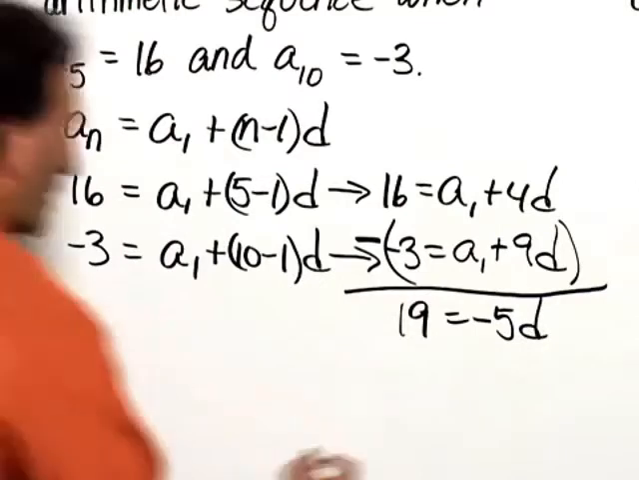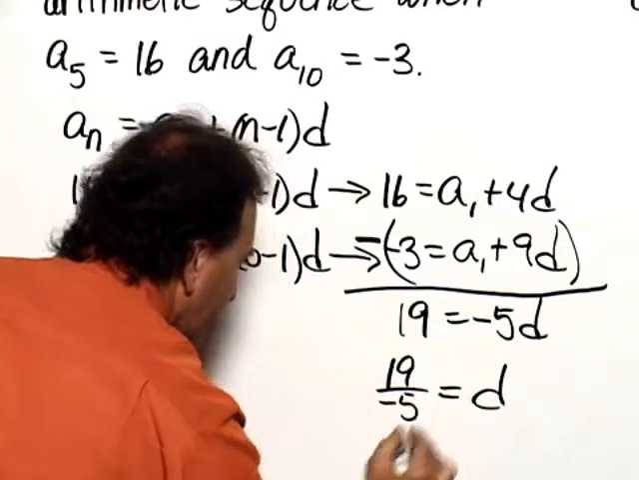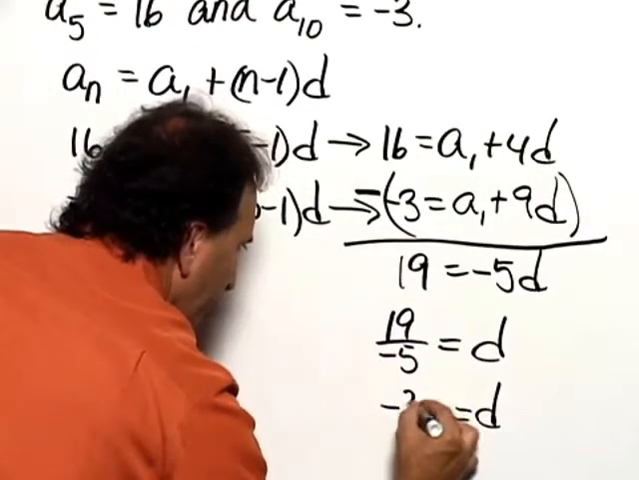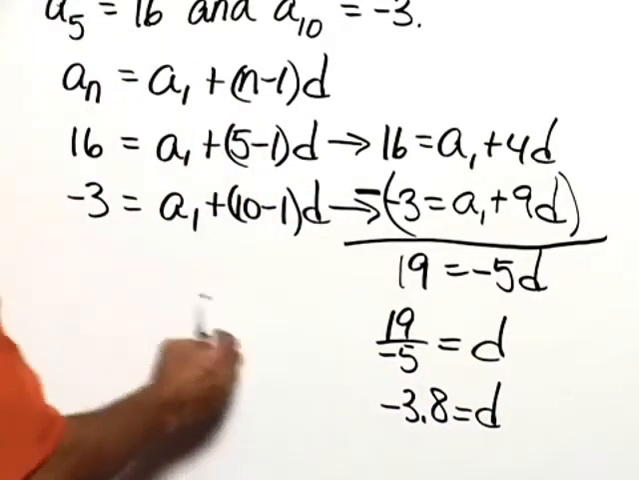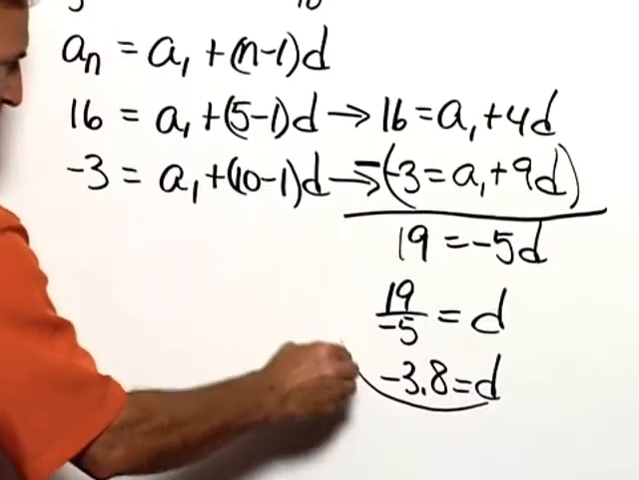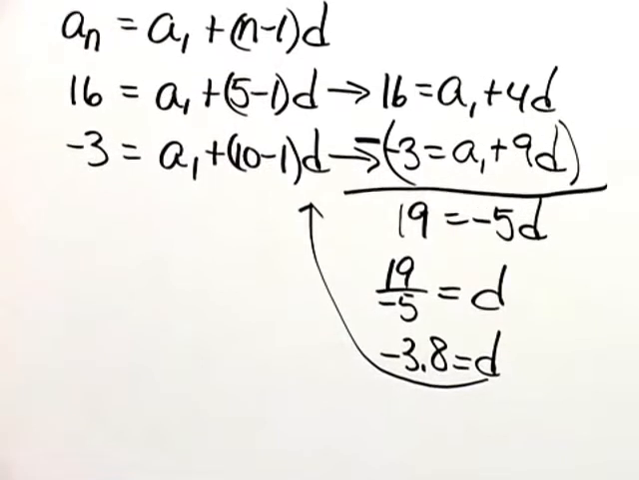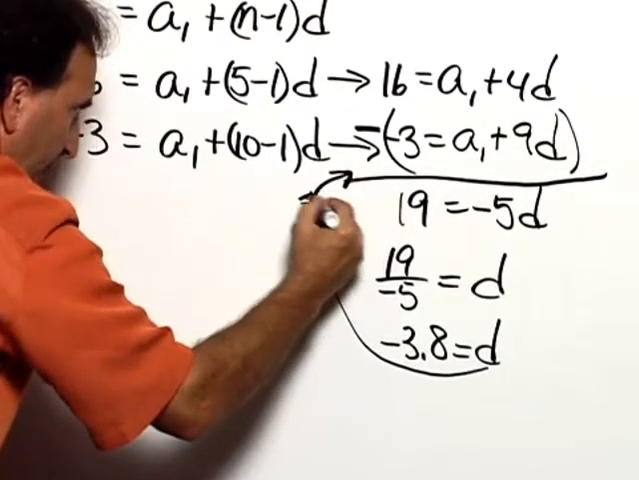Dividing both sides by negative 5, we get d equals 19 divided by negative 5, and that gives us d is equal to negative 3.8. What we'll now do to solve for a sub 1 is substitute this d value into this equation. Actually, this equation here, the simplified form.